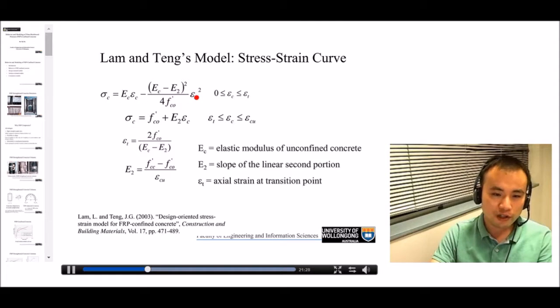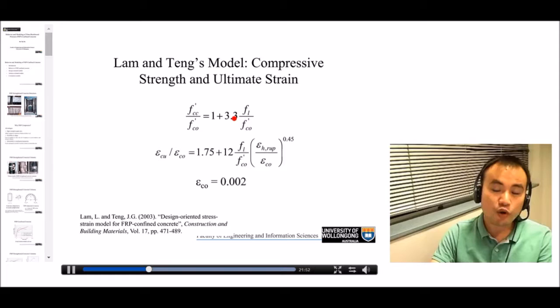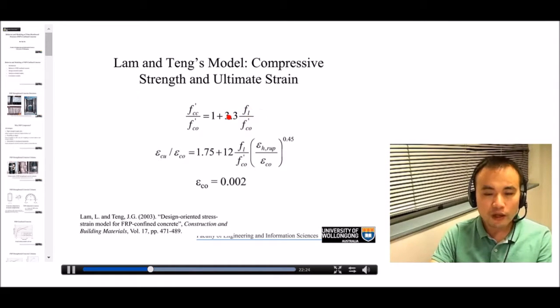So basically, it's a parabolic equation for the first stage, as you can see here, and a linear equation for the second stage. And of course, you need to define some important parameters, such as the strength at the connection point of these two stages, and also the stiffness of the second linear stage. Another important point is the ultimate point. In the Lam and Teng model, this equation is used to define the strength of confined concrete, which is f'cc. So this f'cc is linearly related to the confining pressure, and they chose the parameter 3.3, which, based on their test database, fits best with the test data.